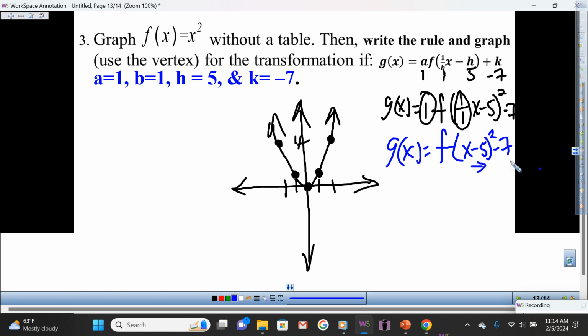5 to the right. Yeah. Let's go. 5 to the right. And 7 down. Negative 7 and 5. So it should be somewhere down here. That is correct. All right. Not bad, not bad.